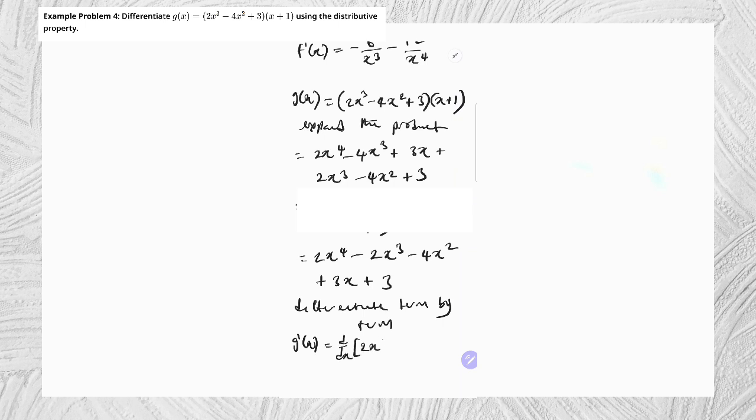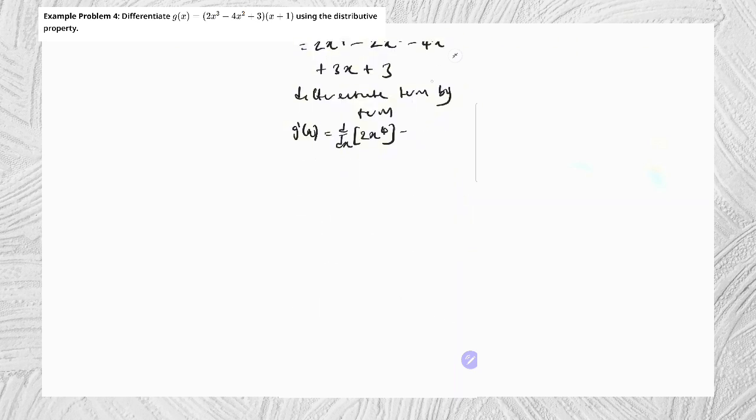So when you differentiate 2x raised to the power 4, that will be 2 times 4, which is 8, and 4 minus 1, which is 3. So that will give you 8x raised to the power 3. Now, when you differentiate minus 2x^3, that will be 2 times 3, 6, 3 minus 1, 2. So that will be minus 6x squared.